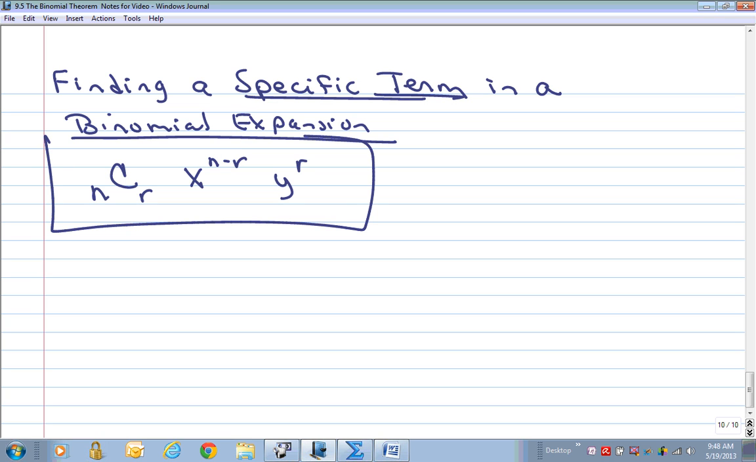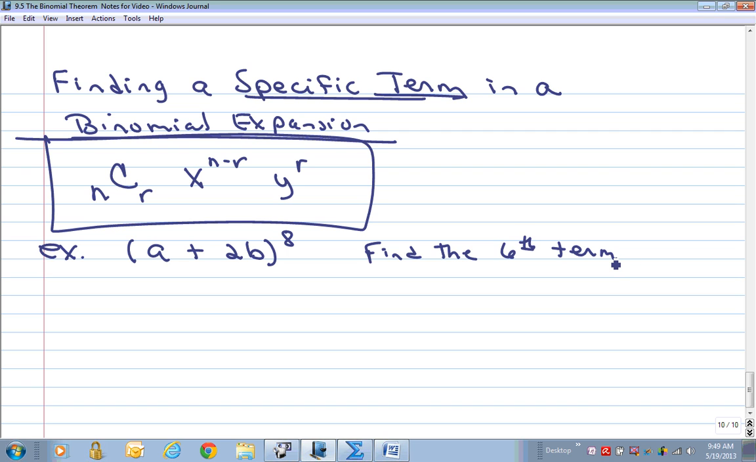Please write this down. I think this will really help you to know this. So we're going to go over this example. Let's say we have (a + 2b) to the 8th power, and I want the 6th term. Find the 6th term. All right.